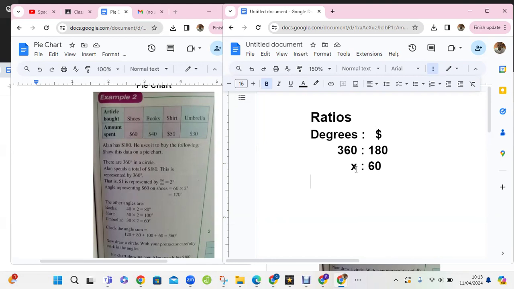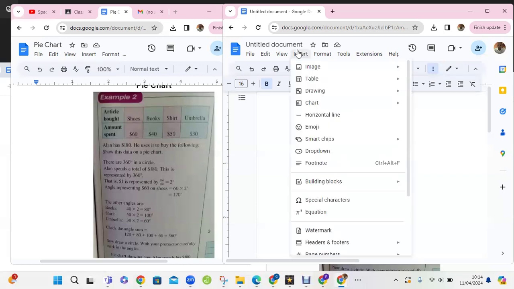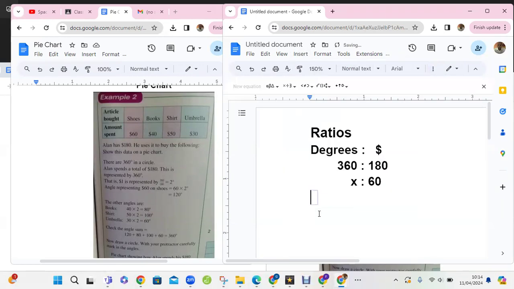The letter that you are looking for is X, and you divide by the number diagonally away from the letter. So you have to divide by 180. The technique is cross multiply and divide. You want to find X, so you must divide. Most times we ignore the importance of the division. That's why I'm stressing on it. You have to divide by the number diagonally away from the letter. You have to divide by 180.